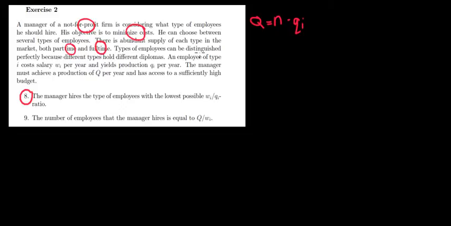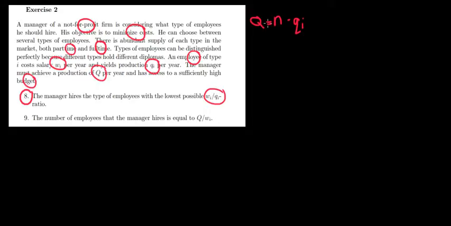Now, an employee costs a certain salary per year and he produces a certain quantity. The manager must achieve a certain production per year to have his budget. Now the manager hires the type of employees with the lowest wage to quantity ratio. Is this true or false?